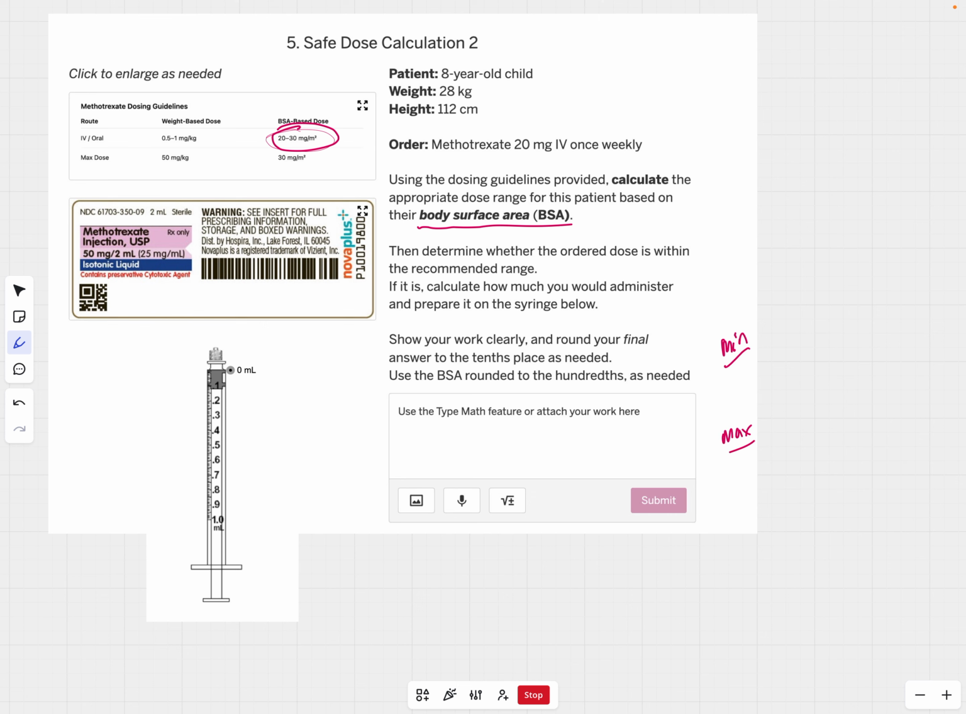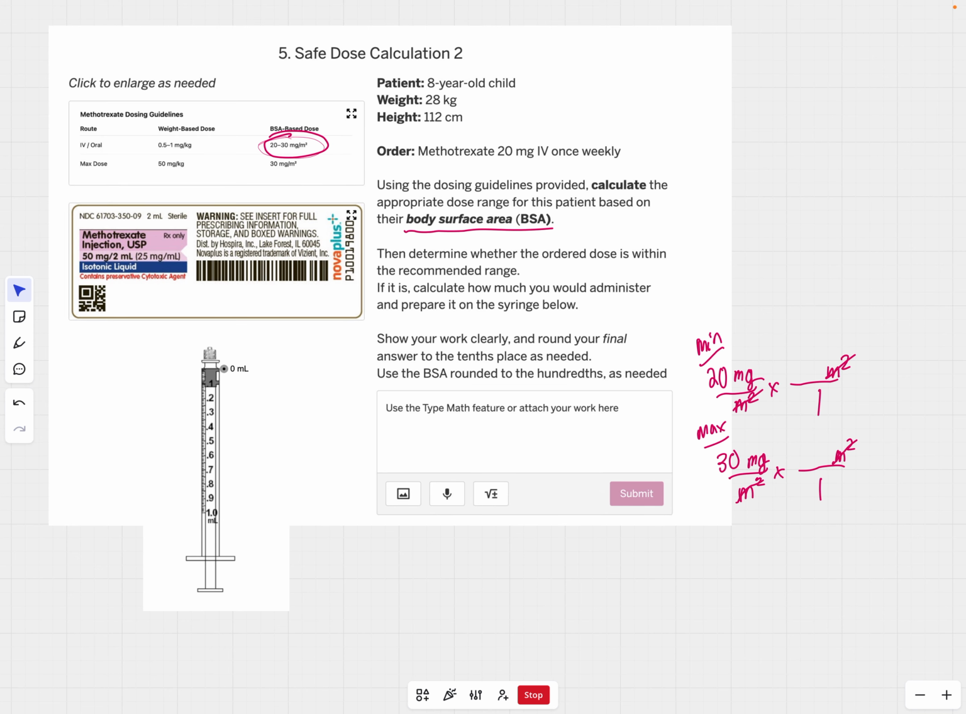For the minimum, this individual should receive 20 milligrams per meter squared. That per meter squared means we need to customize this based on their body surface area. In previous calculations, we've seen per kilogram. This is per meter squared. When it's per meter squared, we need to customize this by multiplying by their body surface area, by their meter squared. So I'm going in here and just putting in my placeholder for my dimensional analysis. I know if I multiply by their body surface area, I will be customizing this range for this patient.